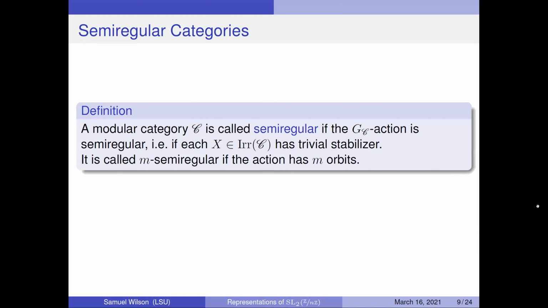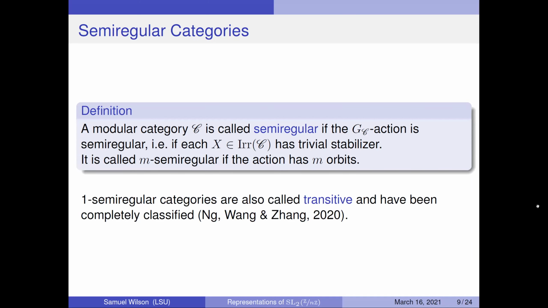All right, so then basically we just look at that permutation and we call the category semi-regular if the permutation that we get is semi-regular. That is, if every object has a trivial stabilizer, which in effect means that the action consists of a number of orbits all of the same size. And so in particular, if it's one semi-regular, well, that means that the orbit is transitive. So such categories are called transitive, and Dr. Ng and Dr. Wang and Dr. Zhang classified these completely, finishing last summer.